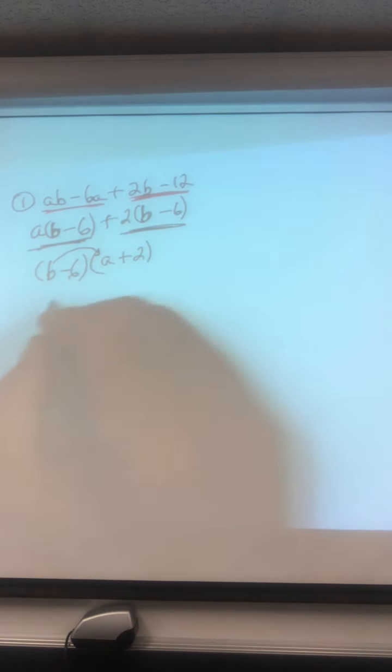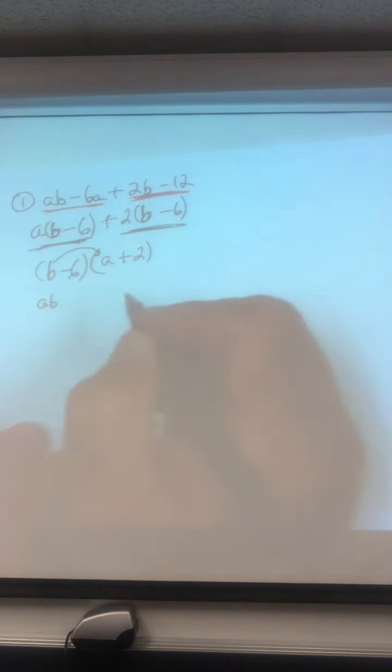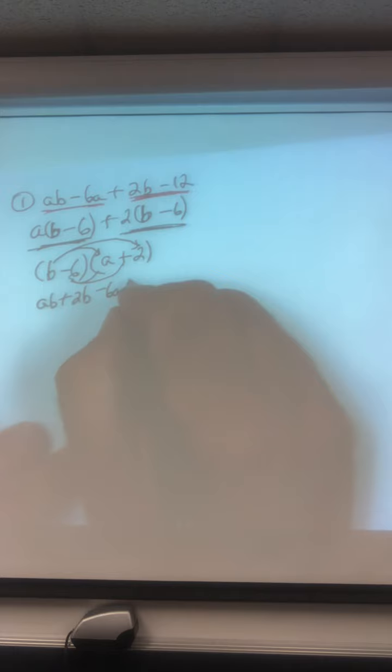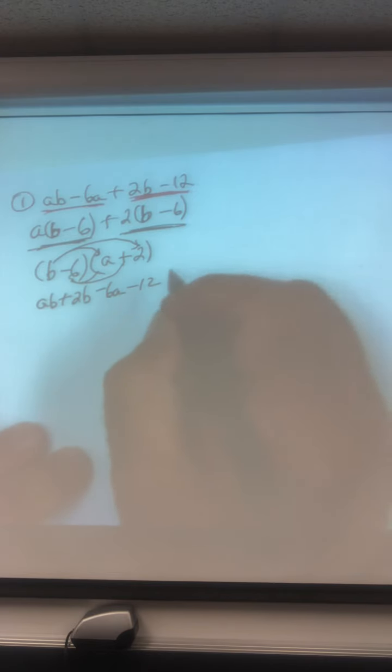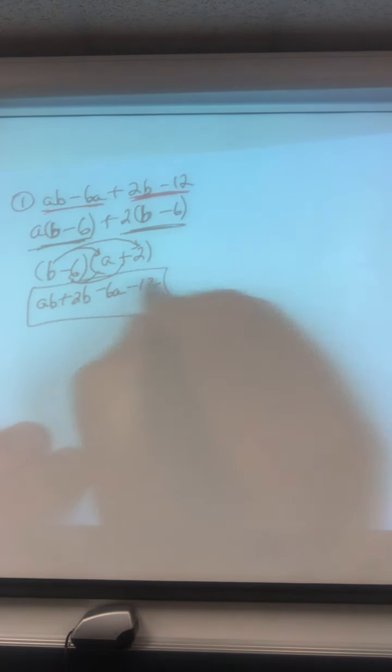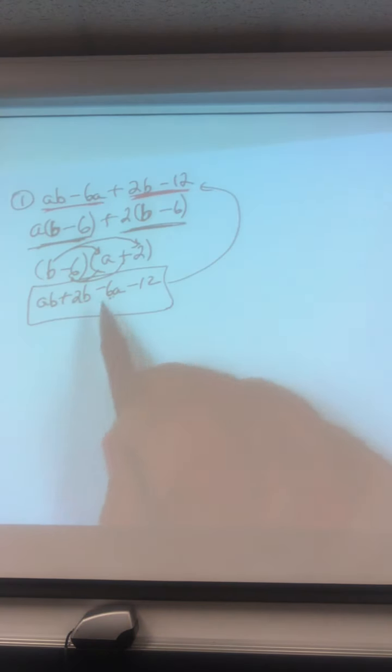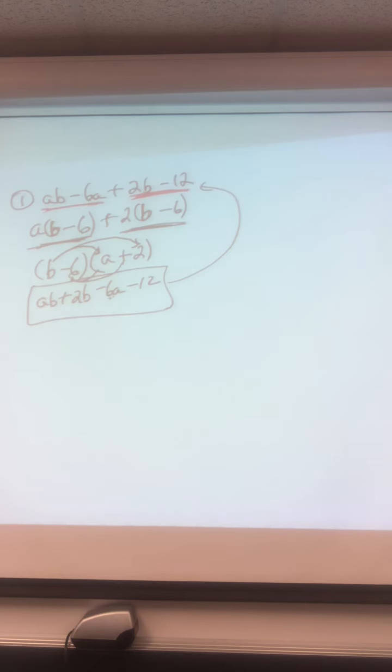The FOIL method. So if I do b times a, that's ba, but I'm going to write it ab. B times 2 is plus 2b. Negative 6 times a is negative 6a. And negative 6 times a positive 2 is negative 12. If you will look at this, that is the exact same thing that we started with. Yes, these two terms are in a different order, but the order that it's written in does not matter. It's still the same thing.